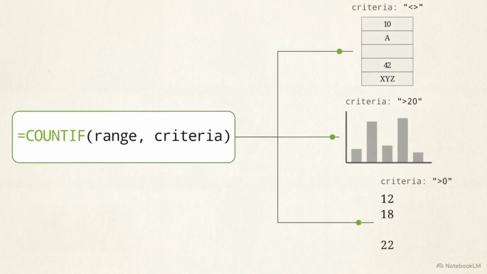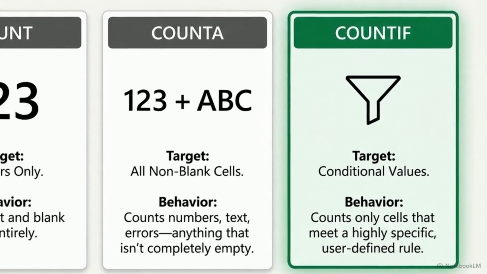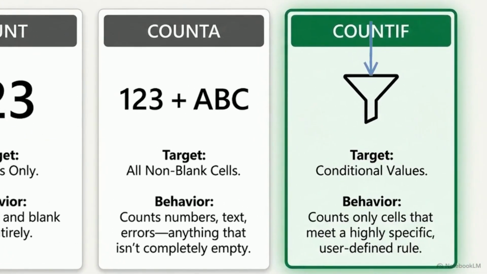solve distinct business problems. This comparison graphic breaks down Excel's 3 main counting functions, so you know exactly which tool to grab. Count strictly tallies numbers. Count A tallies any non-blank cell. COUNTIF is your specialized filter for highly specific rules.